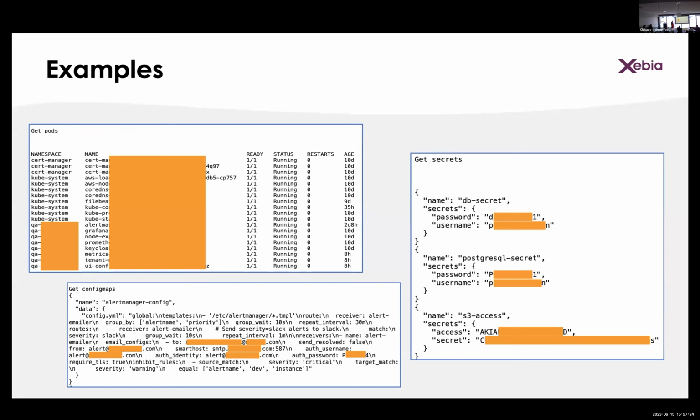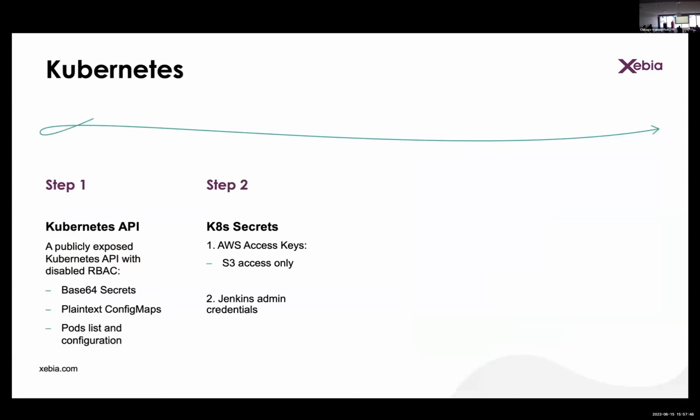It can find a list of pods. I can see if it's running or not, how old it is, the namespace and name of the pod, then secrets, the name of the secret, and some credentials there. As you can see, sometimes even AWS access secret keys are there. And then we have config maps and more passwords in here.